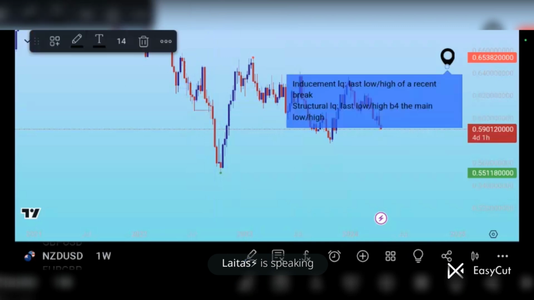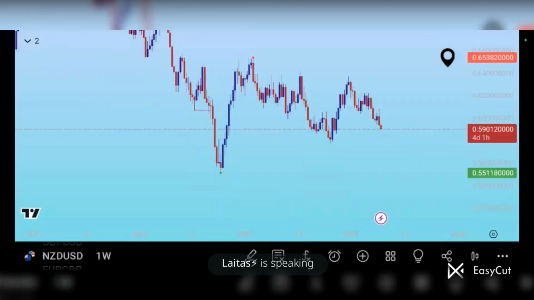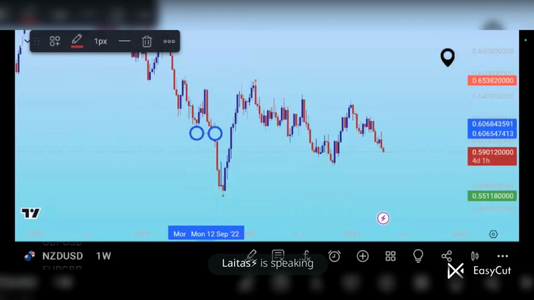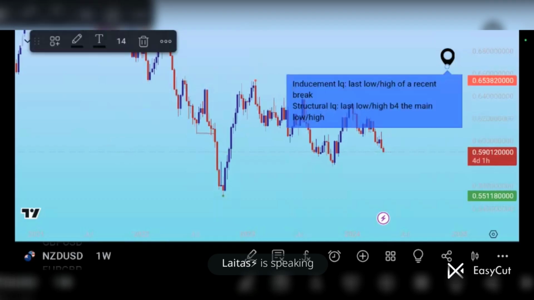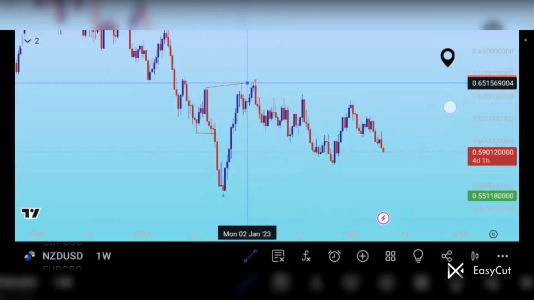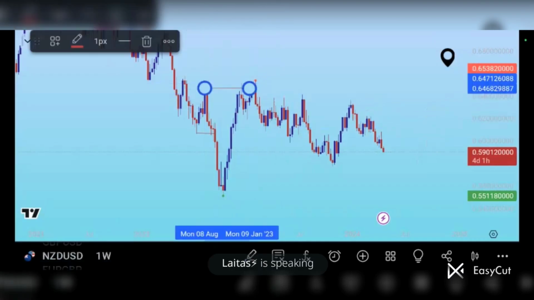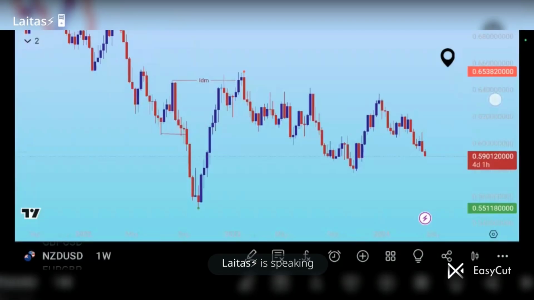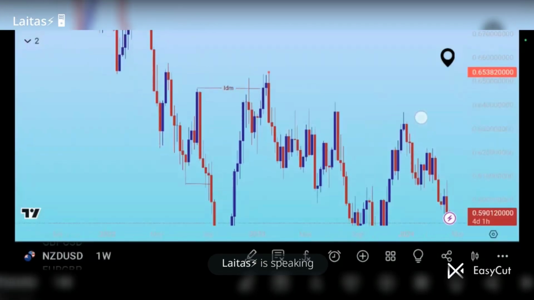Now, inducement liquidity is the last low or high. Since this is bearish, we broke toward the downside, which indicates bearish. So what will we be looking for? The last high. So which is this? This is the inducement. What happened after the inducement was taken out? You see that price went down.